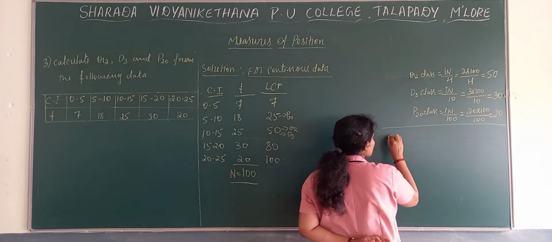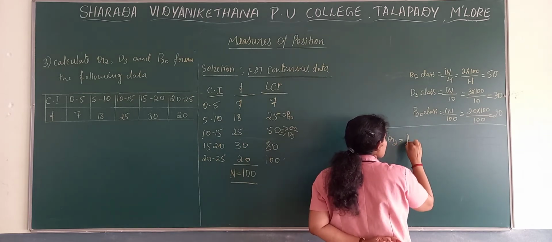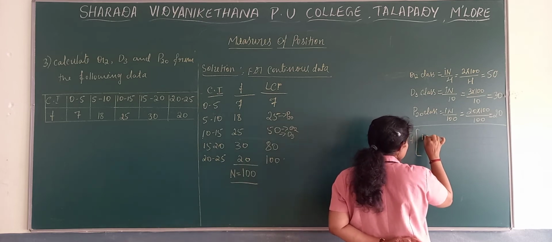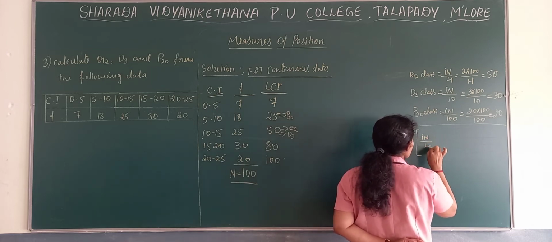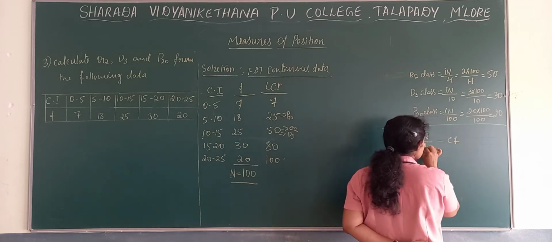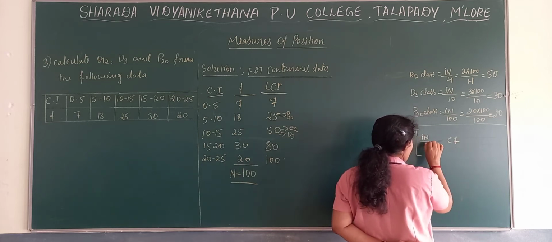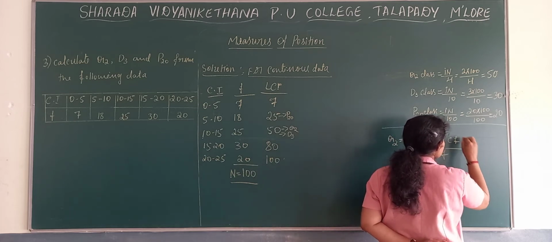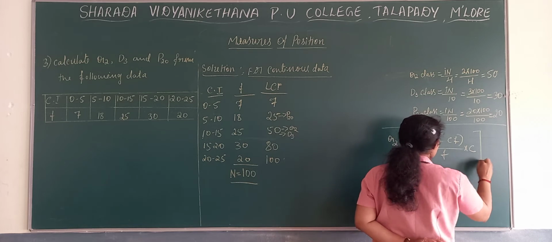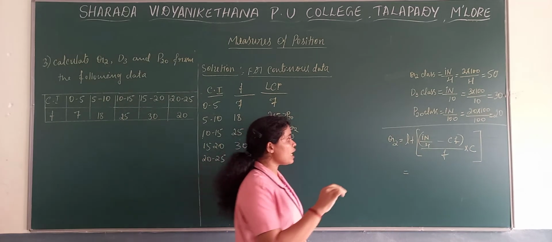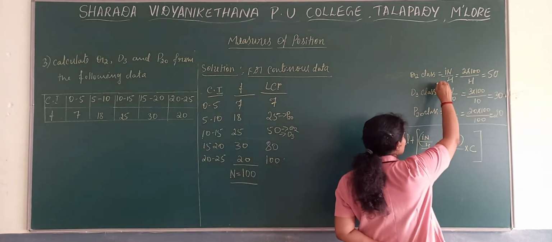So the formula for Q2 is equal to L plus, open bracket, N by 4 minus CF divided by frequency, into C, close the bracket. Similar to the median formula. Now you know the Q2 class.